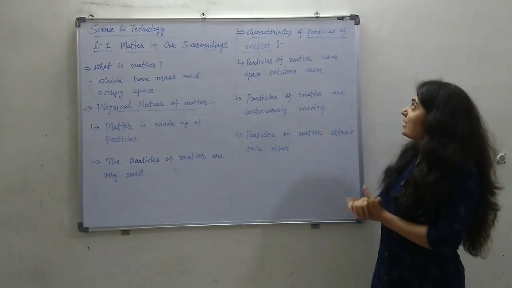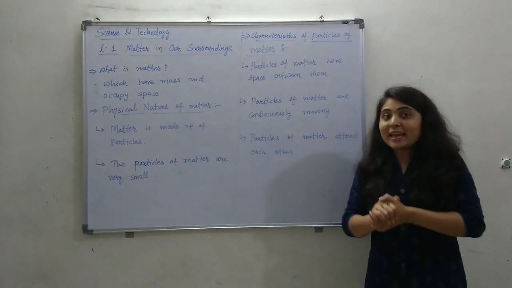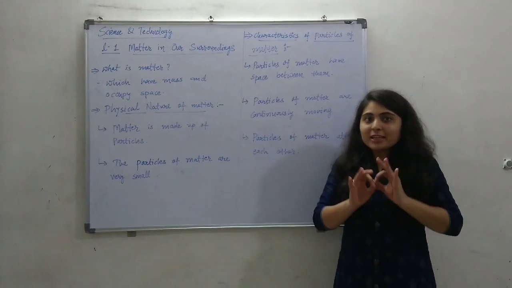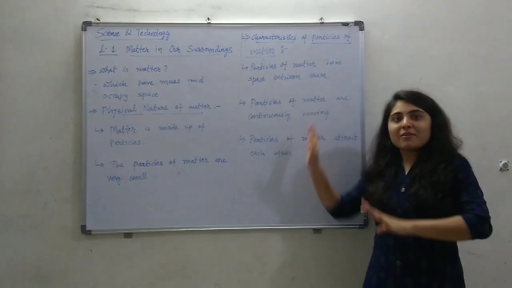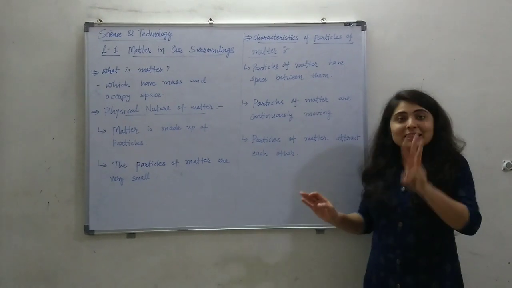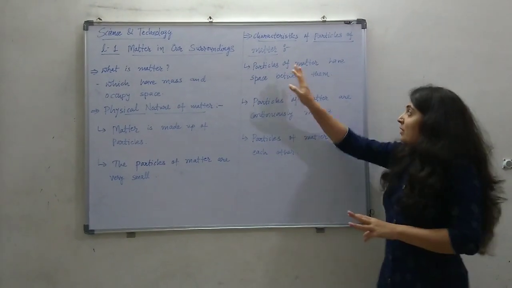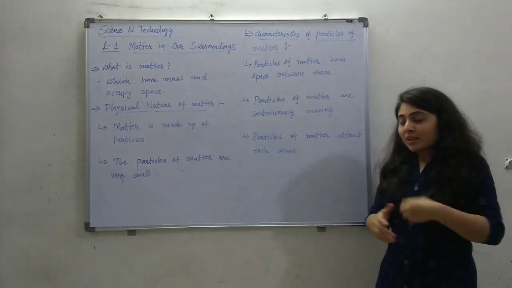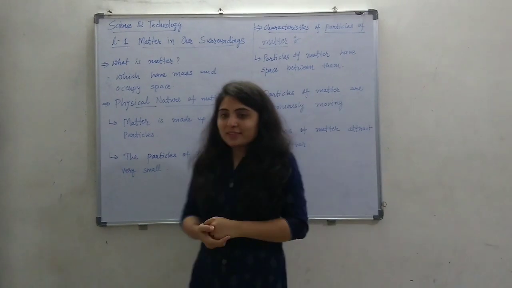There are some characteristics of particles of matter. In any matter, the particles have some common properties. Each and every particle has these properties. There are mainly 3 characteristics of particles. First one, particles of matter have space between them. For that, we can take one example.